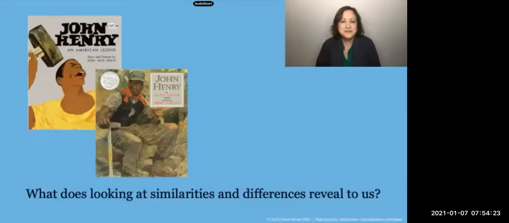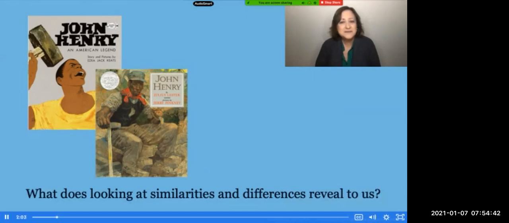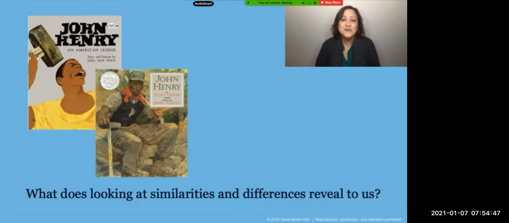What does looking at similarities and differences reveal to us? When we look at similarities between two things, we're comparing. We're looking at what both things or texts have in common. When we look at differences, we're contrasting. And we're looking to see how those two things, objects, or texts are different. Let's get busy comparing, looking at similarities, and contrasting, looking at some differences.